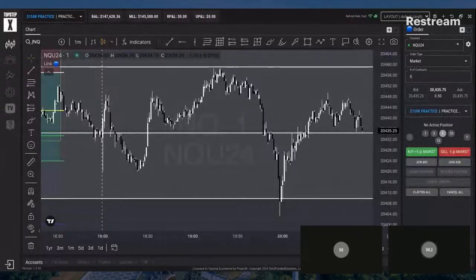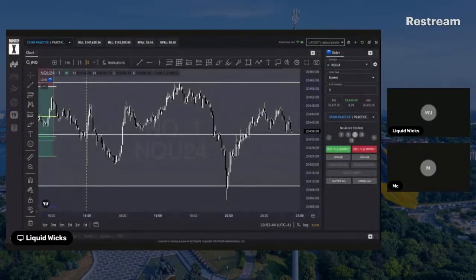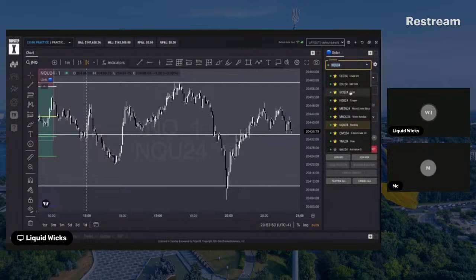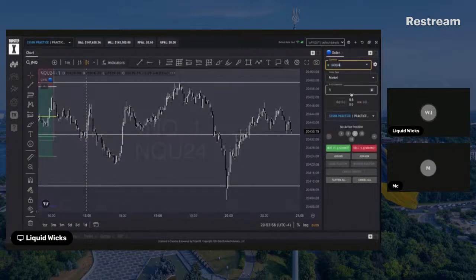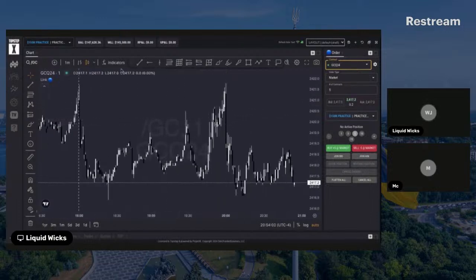All right, you should be able to see it now. There we go. Okay, this is NQ. Look at gold. I've got this practice account. It's kind of different trying to manage your risk on here. You can put in an order, but you can't put in your stop loss or your take profit before you enter the trade. You gotta do that after the fact.